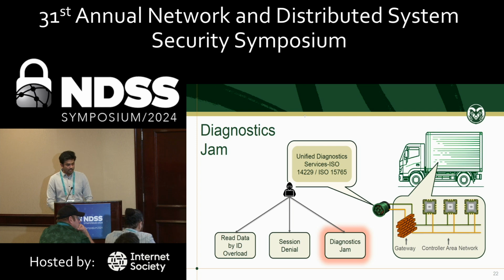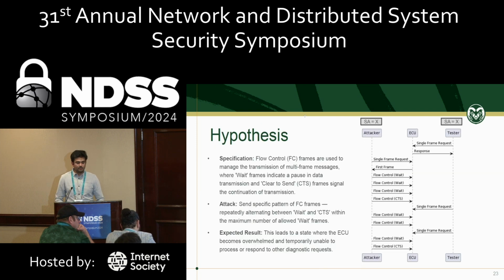Moving on to the third attack, which we named the diagnostic jam attack. It basically plays on the state system of an ECU, wherein a flow control frame is used to manage the transmission of multi-frame or transport layer UDS messages. The flow control frame can either have a clear to send, which tells the ECU you're clear to send data, or it could have a wait.